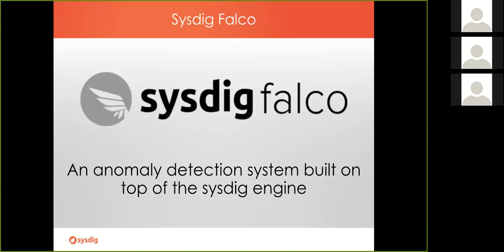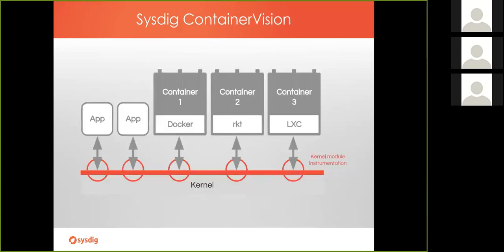Sysdig Falco is an anomaly detection system built on top of the Sysdig engine, as I mentioned before. And if you don't know how Sysdig works, basically what we do is a kernel module that instruments all the system calls. We are able to intercept all the system calls. We copy them into a shared memory buffer, and then we have a user space application that collects all the system calls from that buffer, and we can do all kinds of things.